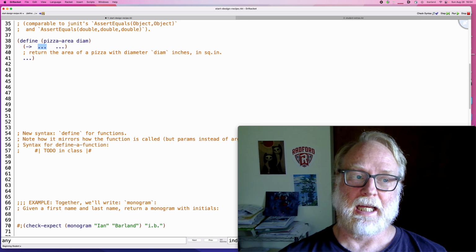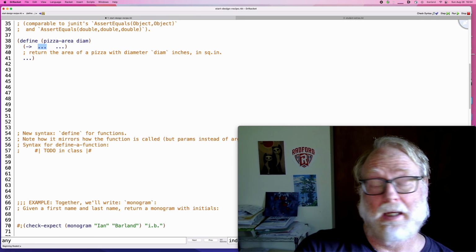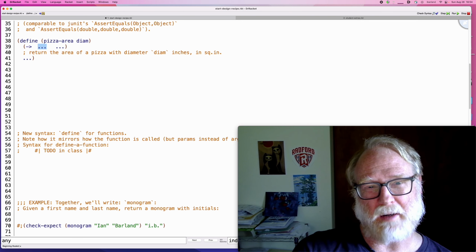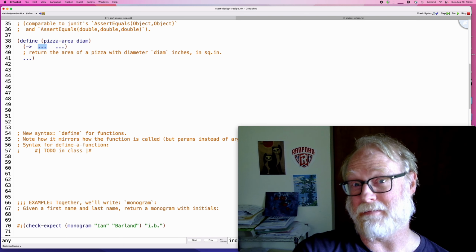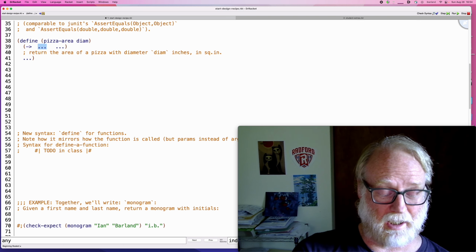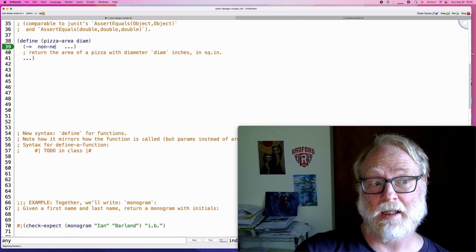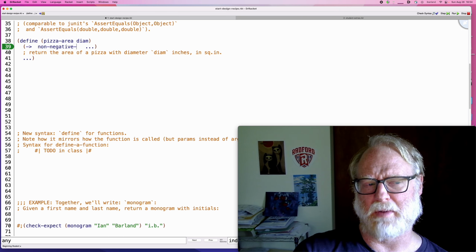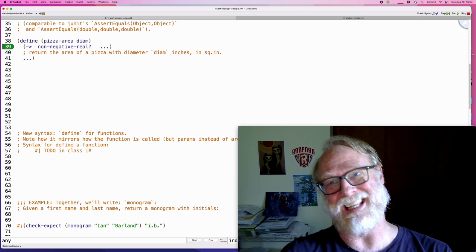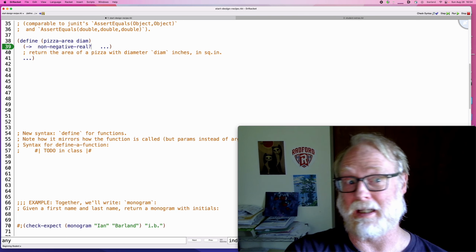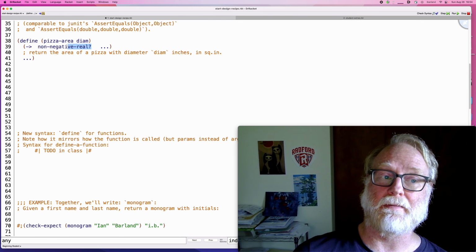Okay, so it takes in, in Java, I'd say double. But here we decided it wasn't any double, right? It had to be a non-negative double. So we're going to go ahead and say that, non-negative. In Racket, we call them reals, and it can be a double or an int, an exact or an inexact in Racket. So, okay, we'll say non-negative real.